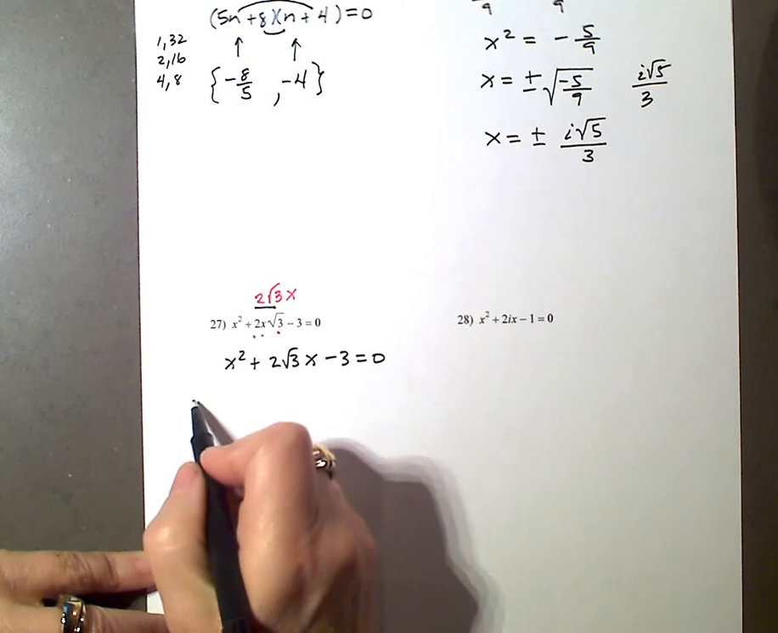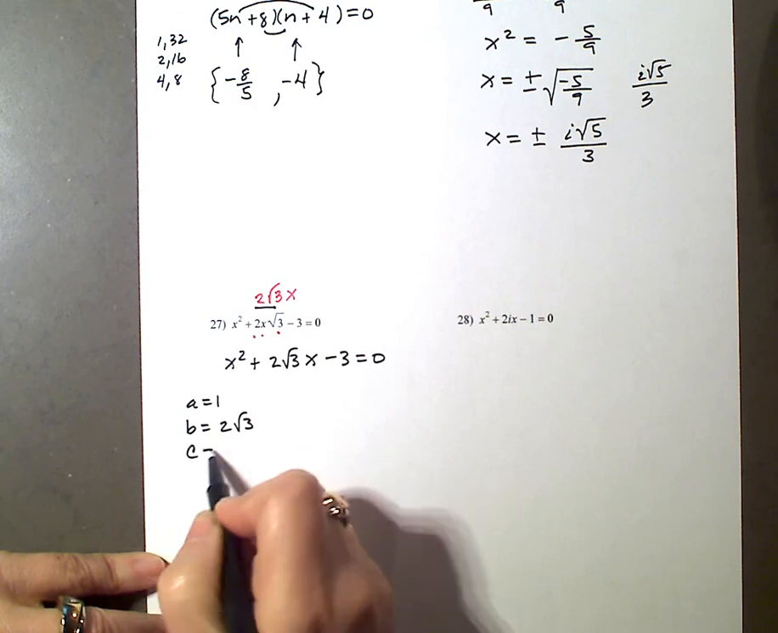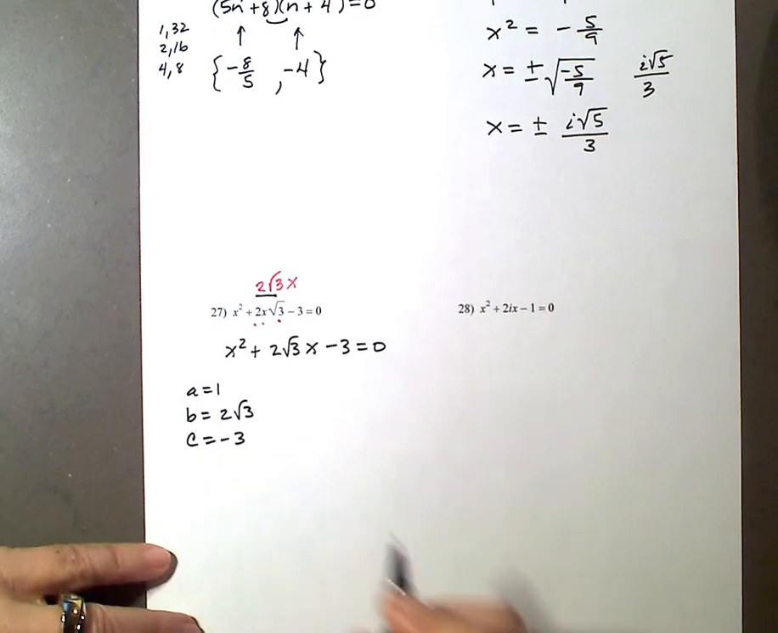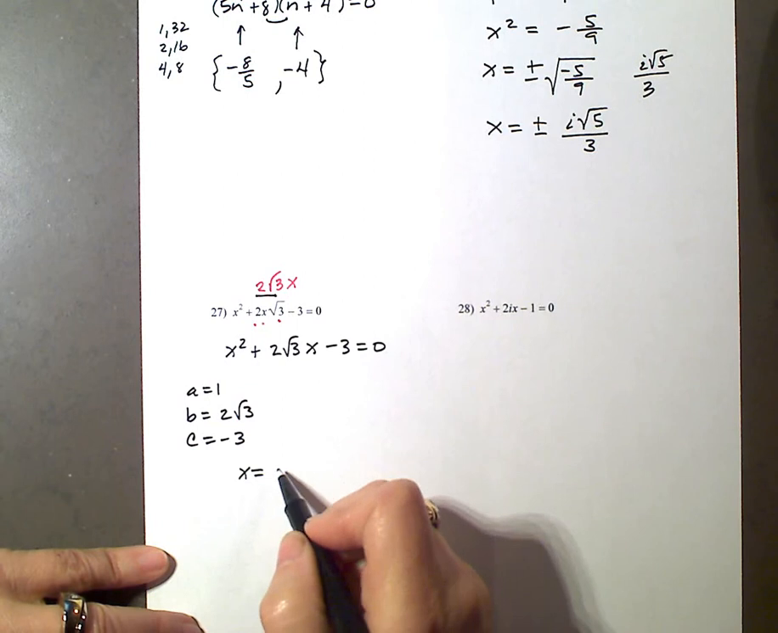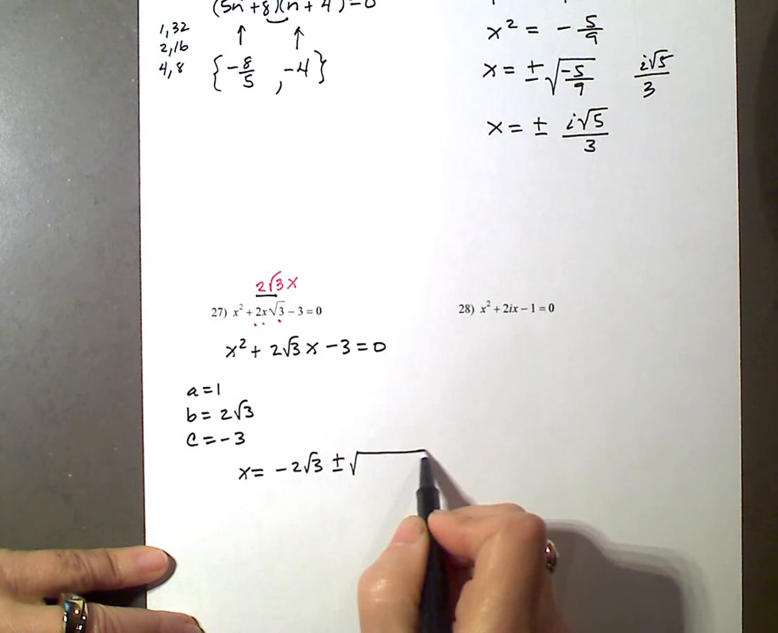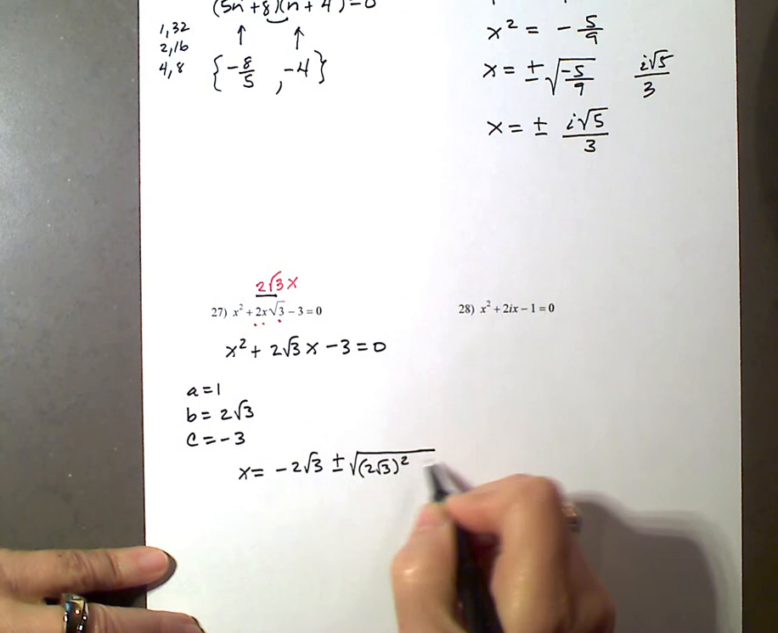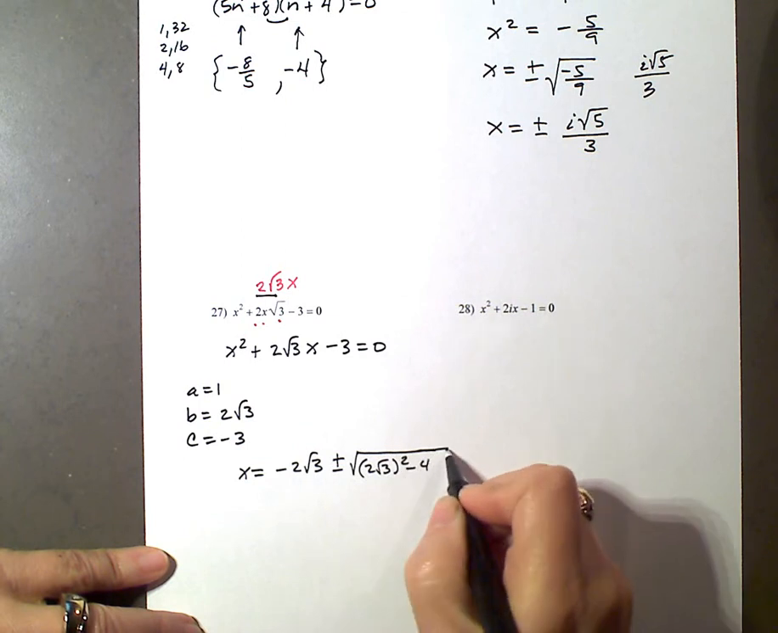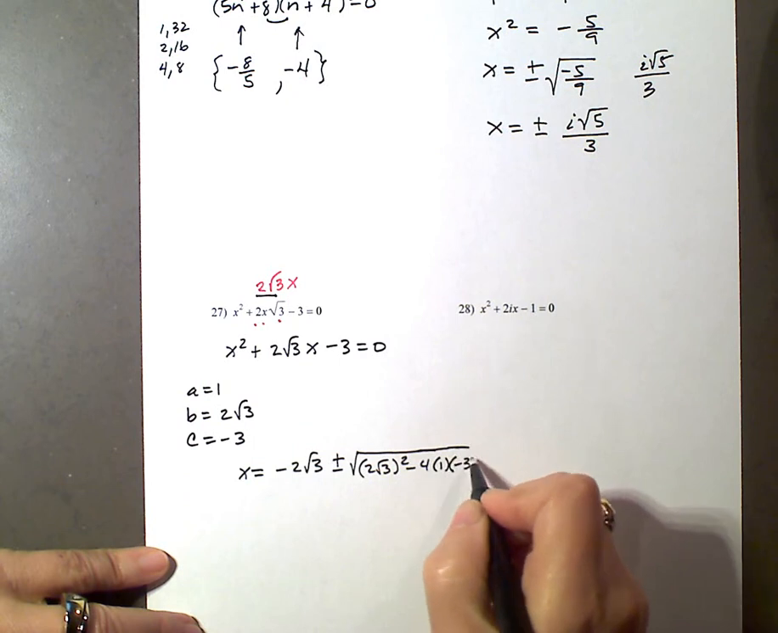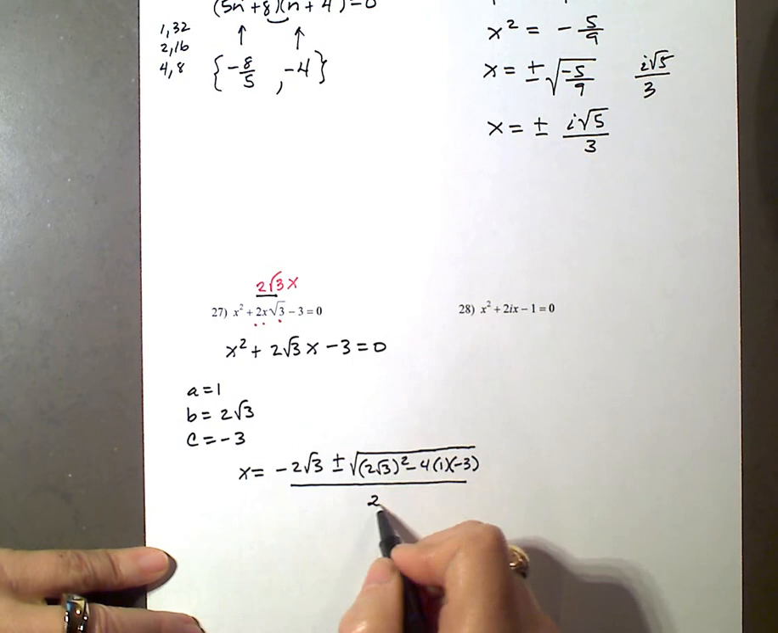So a is 1, b is positive 2 root 3, and c is negative 3. So x is equal to the opposite of b, which is negative 2 root 3, plus or minus the square root of b squared, so 2 root 3 squared, minus 4 times a, which is 1, times c, which is negative 3, all over 2 times 1.